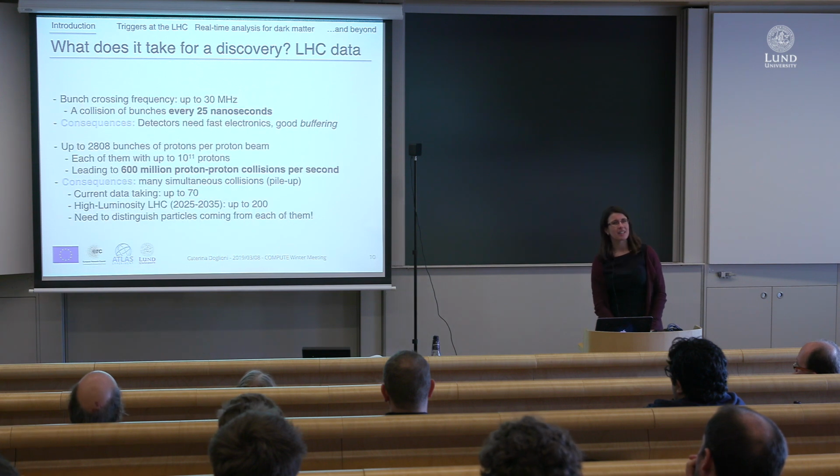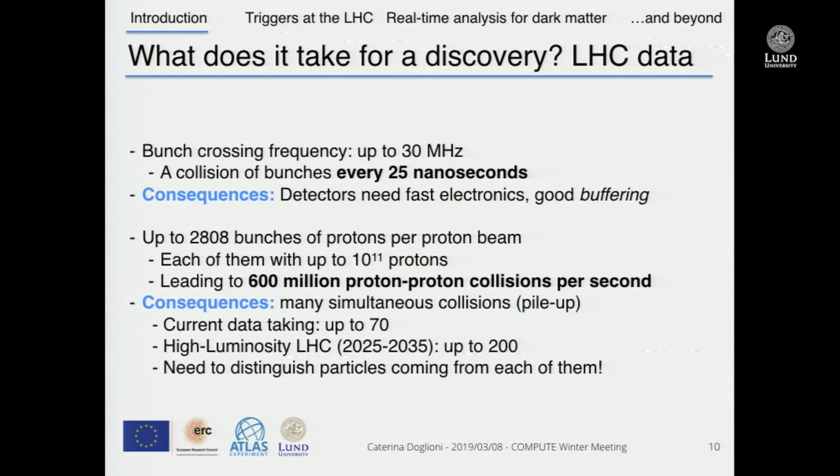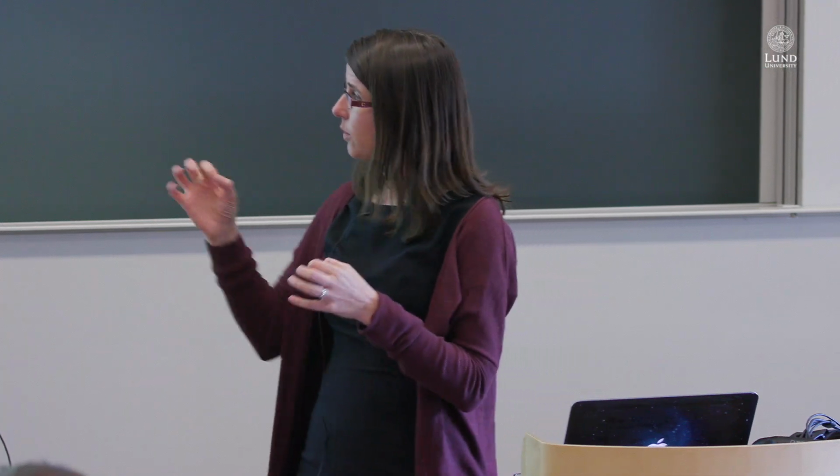This is challenging because in order to find the Higgs boson, we needed to collide the protons at 30 or 40 megahertz, essentially a collision every 25 nanoseconds. So your detectors need to process all these collisions before too many other collisions pile up. You need fast electronics and good buffering to keep whatever you've not processed right away. There are 2,800 bunches of protons per proton beam, and each proton bunch has 10 to the 11 protons. This leads you to 600 million proton-proton collisions per second.